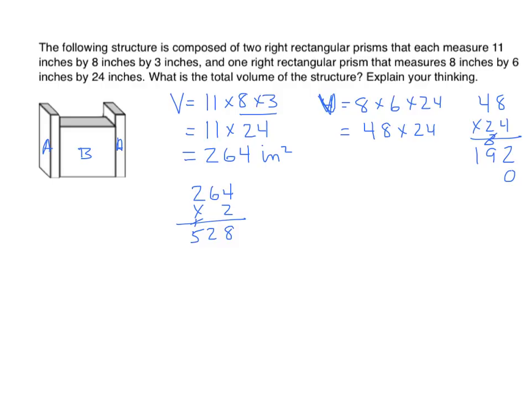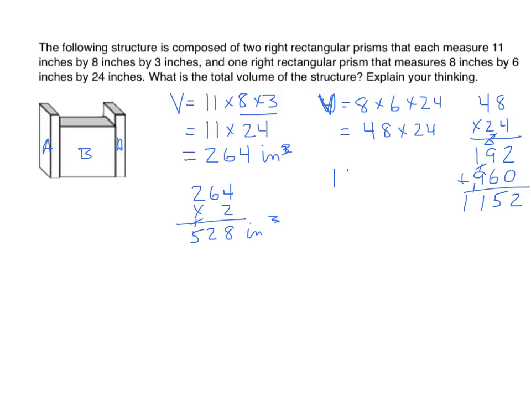2 times 8 is 16. Regroup my 1. And 2 times 4 is 8, plus 1 is 9. We'll find the sum of our partial products. We get a 2 in the ones place, a 5, regroup, and I have 1,152. Now, both of these are inches cubed, and that should say cubed as well. So we're going to find the sum of these two.